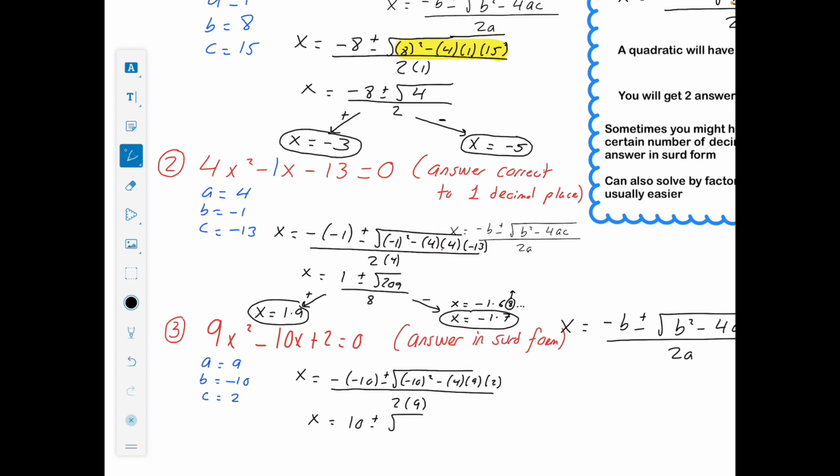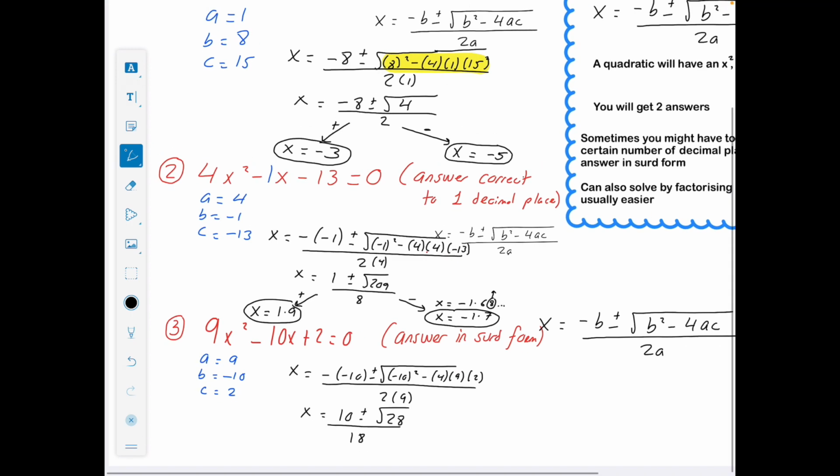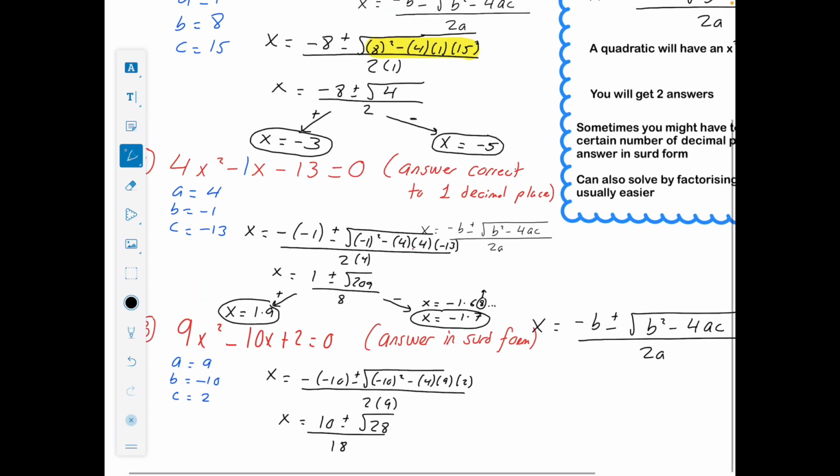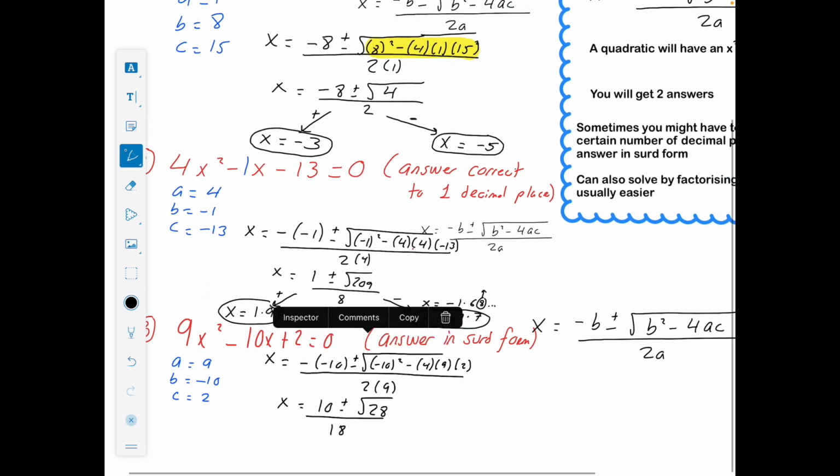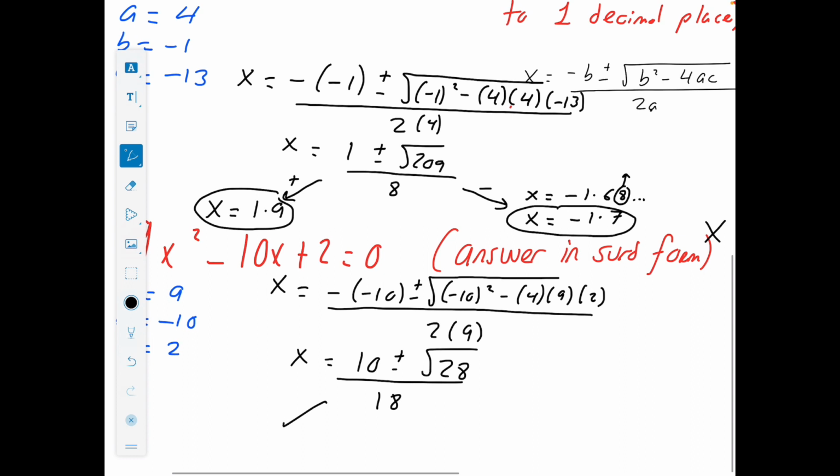Okay, tidy that up a little bit. X is equal to minus by a minus will be plus 10 plus or minus square root. And again, in my calculator, I'm putting in minus 10 to be squared. Make sure you put that in a bracket. Minus 4 by 9 by 2. And I get out 28. The square root of 28 all over 18. Okay, so just going to move this up a little bit.